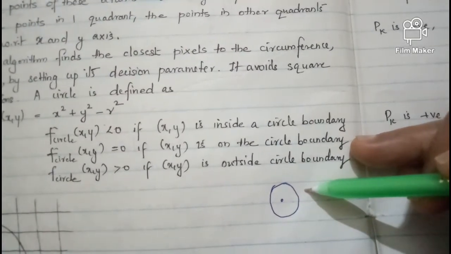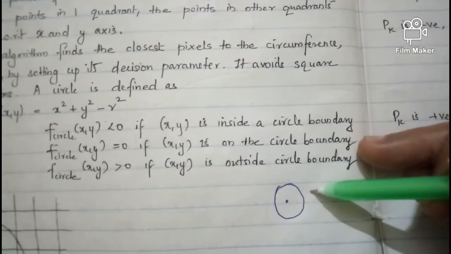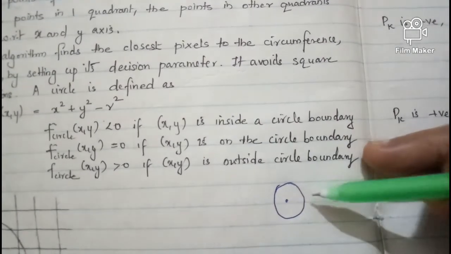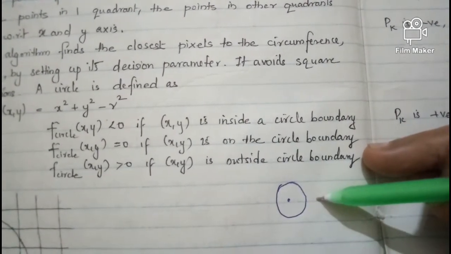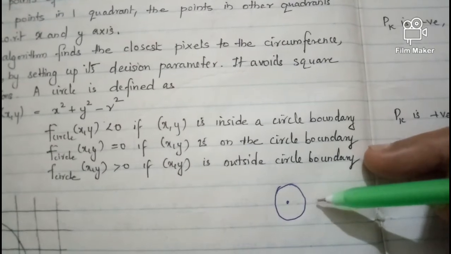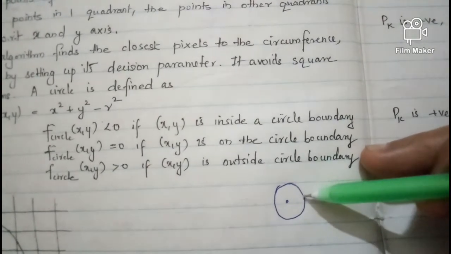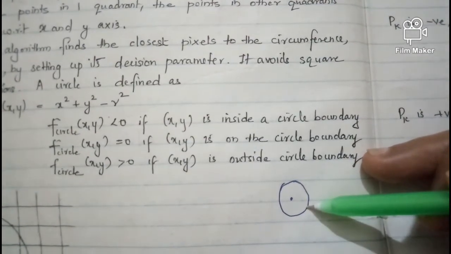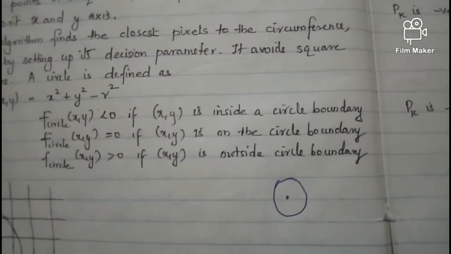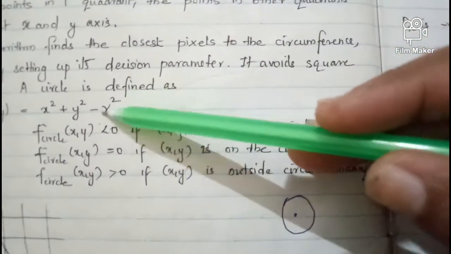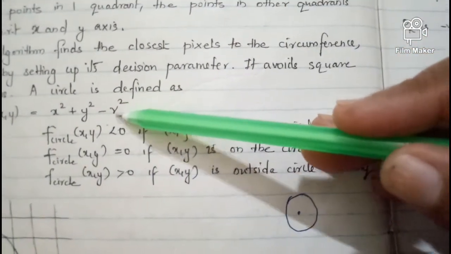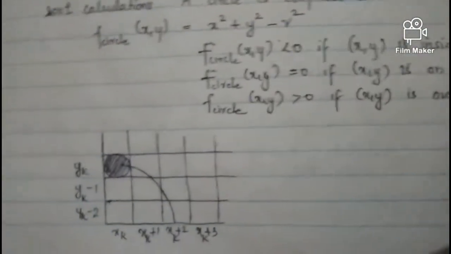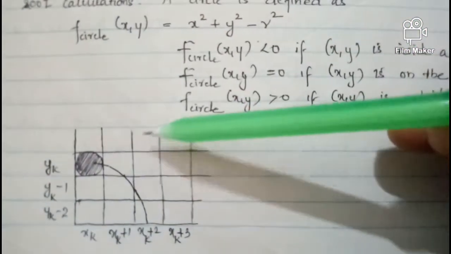So if the equation's value is less than 0, then it is an inside point. If it is greater than 0, then it is an outside point. And if the value is 0, then that x, y point lies on the circle boundary. So we have to calculate all those x, y positions which, when substituted in this equation, give you the value 0. Okay, now let us move on to the detailed version.